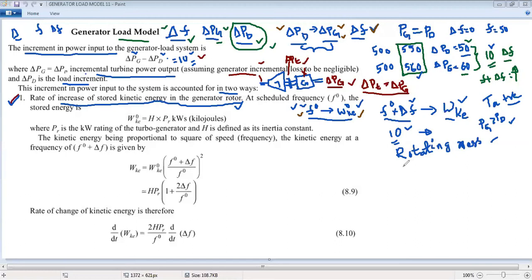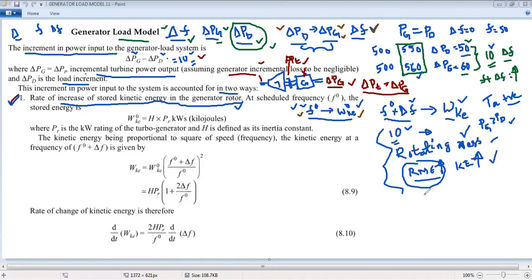As it is stored in the rotating mass, the rotating mass energy will be increased. If the rotating mass energy is increased, then the kinetic energy of the rotor will be increased. So this is the process here. The sequence is that the surplus power is stored in the rotating mass, the rotating mass energy increases because of this stored surplus power, and as there is an increment in the rotating mass energy, the kinetic energy of the rotor will be increased.